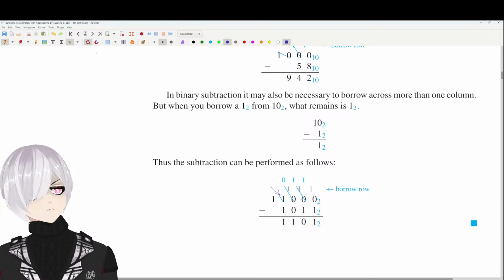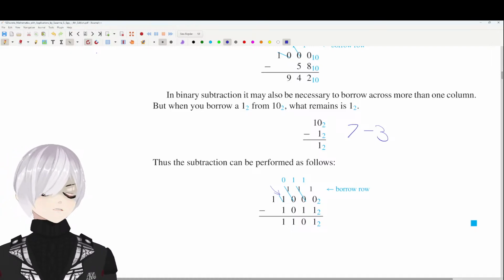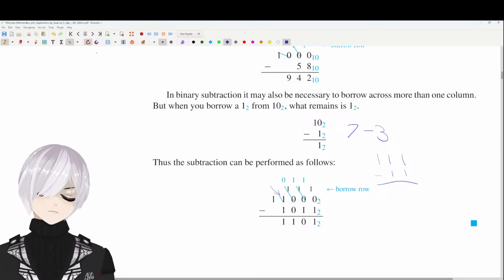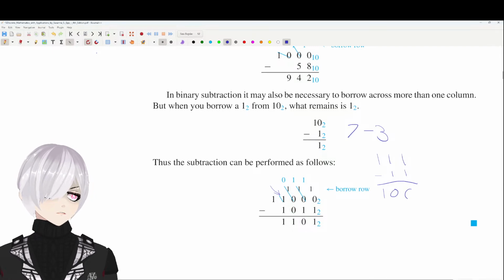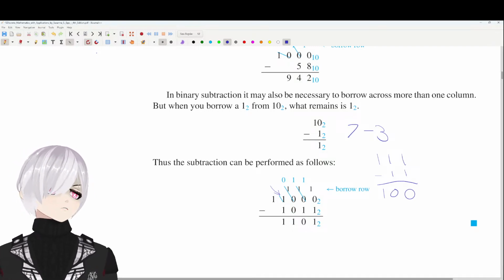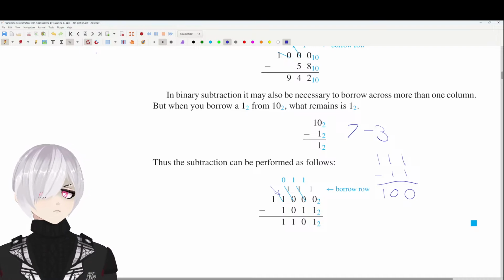So, what about 7 minus 3? That would be 1 1 1 minus 1 1. 7 is 4 plus 2 plus 1, so you'd have a 1 corresponding to every power of 2. Okay, this is pretty easy. Yeah, that one you don't need to borrow anything.